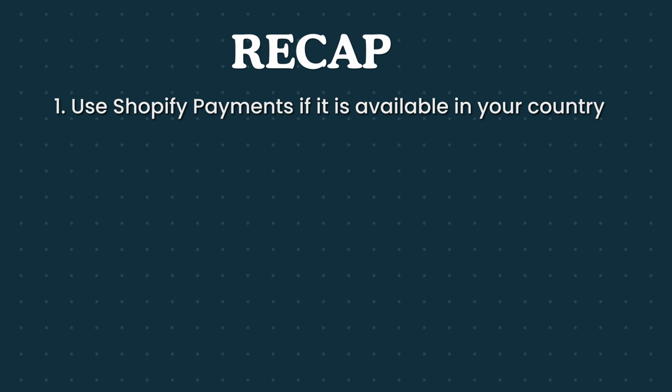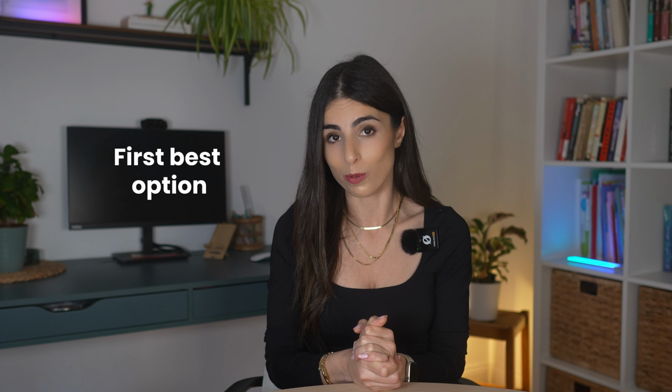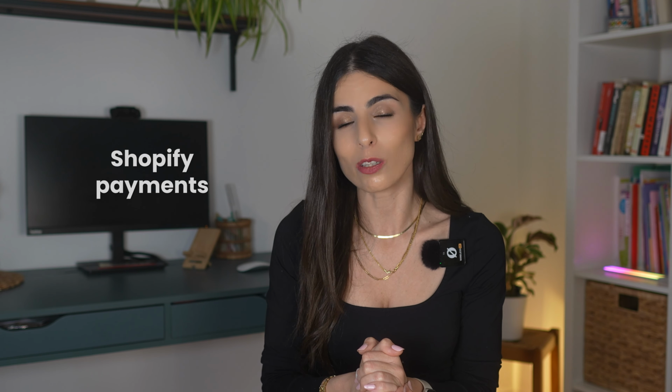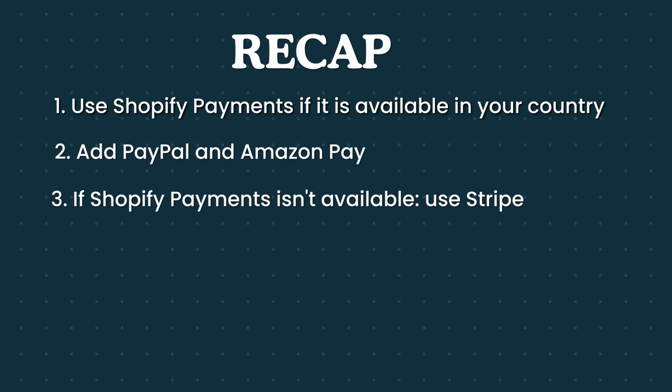Now let's do a quick recap on everything that you have learned in this video. First, check if Shopify Payments is available in your country. If it is, set it up. It's your first best option. Second, add PayPal and Amazon Pay. For PayPal, I recommend you add it within Shopify Payments. Don't forget this. Now, if Shopify Payments isn't available in your country, use Stripe or any other third-party gateway that's available in your country, but always be aware of the extra Shopify transaction fee on top.